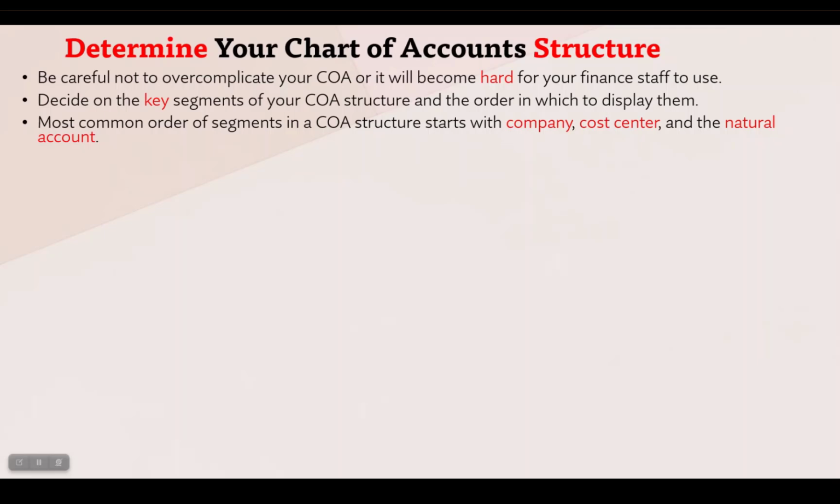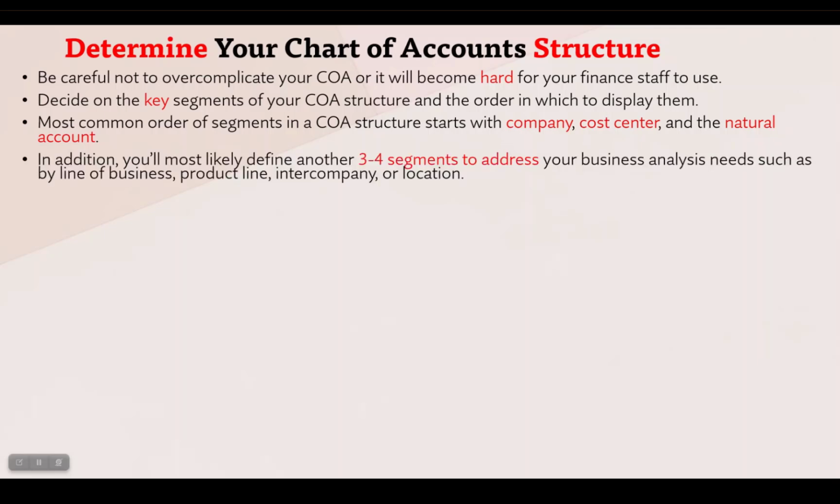Here, the most common order for segments is company, then cost center, and the natural account. It doesn't mean that I have to follow the same order in my organization. No, you can start with a company. After that you can make, for example, product, after that natural account, after that cost center. But this is a common recommendation from Oracle: company, cost center, natural account.